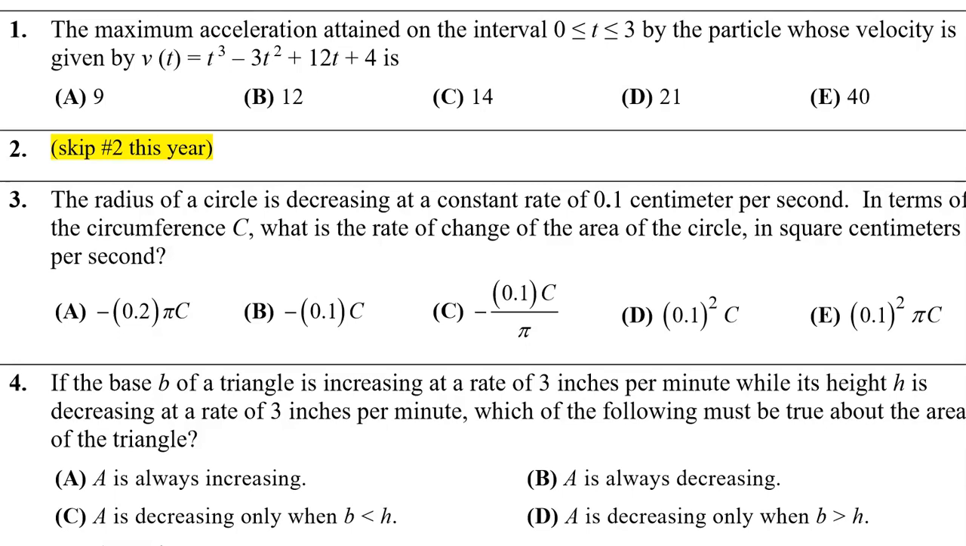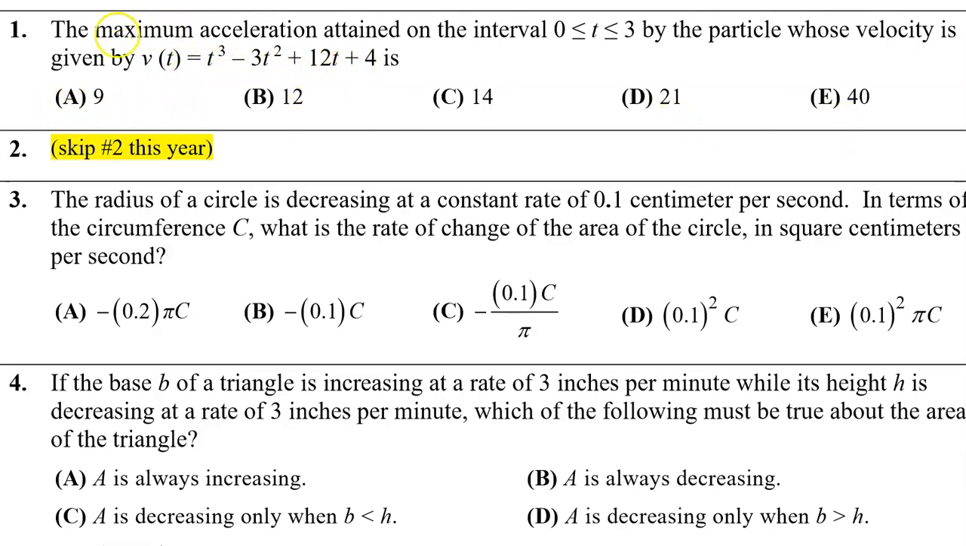In this video, we will go over some multiple choice questions from past AP Calculus exams which pertain to Semester 1. Number 1. The maximum acceleration attained on the interval between 0 and 3 by the particle whose velocity is given by this function is which of these?